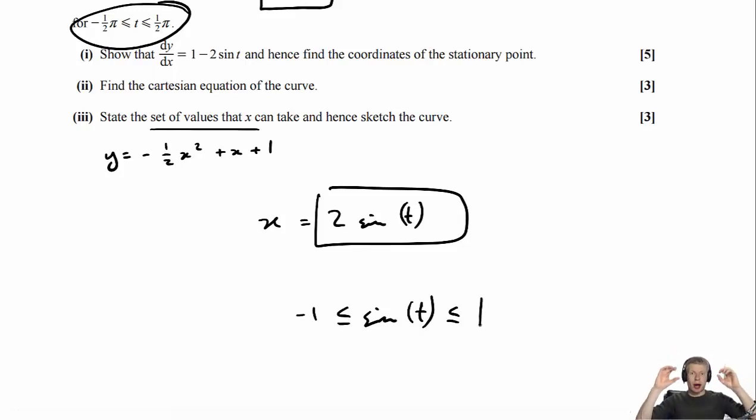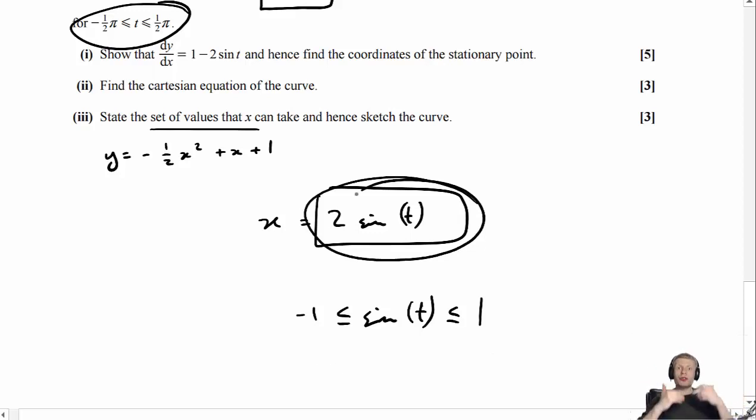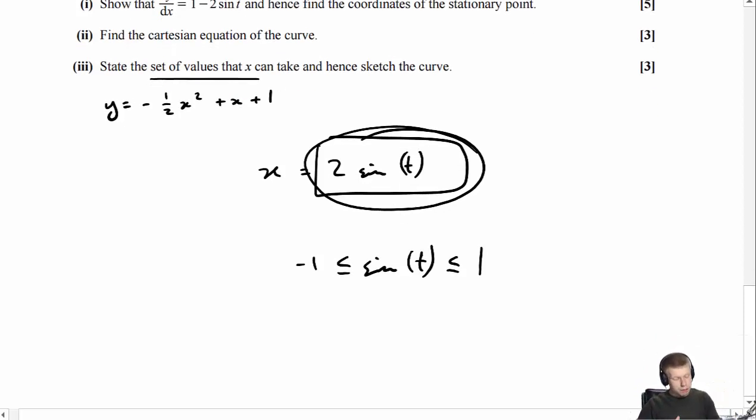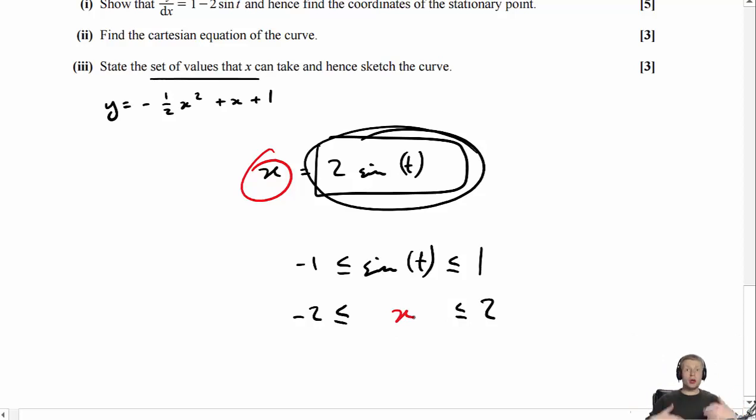So I start with an inequality that I know, I know the bounds: this side is negative 1, and this side is 1. I know that sine t goes between negative 1 and 1, and then I build it up from there. Because I don't want just sine t, I want 2 sine t. So all I do is multiply everything by 2. Sine t goes between negative 1 and 1, so if I multiply by 2, this becomes negative 2, and this becomes 2. And I know that x is equal to 2 sine t, so I just replace that with x. So x must go between negative 2 and 2. Those are the set of values that x can take.